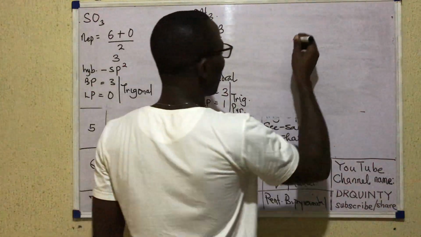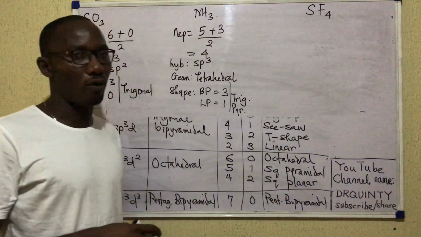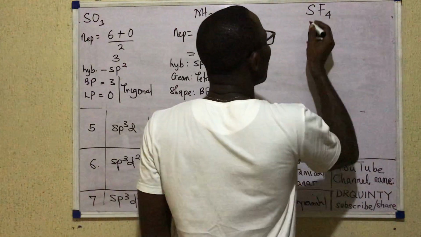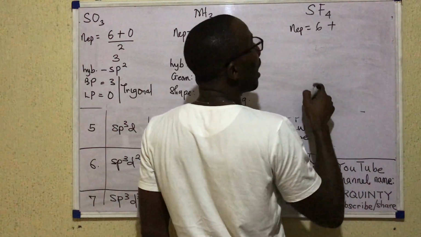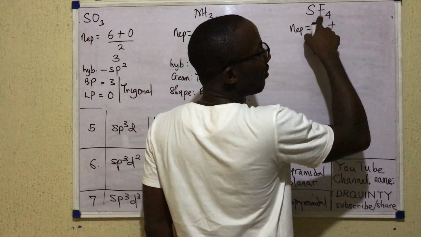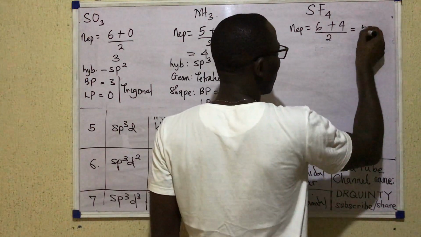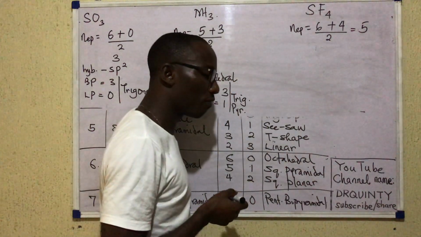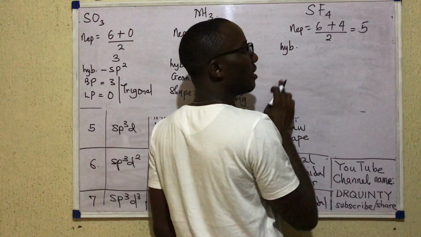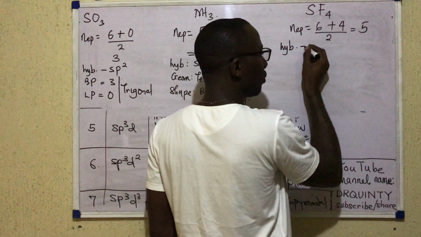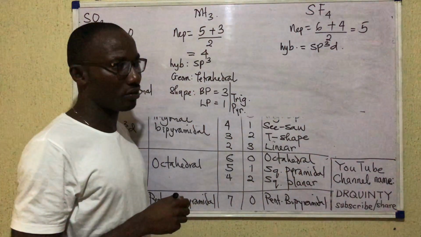Let's see a more complicated case. Let's look at something like SF4. SF4. For SF4, sulfur has how many electrons around itself? 6. And then the fluorines, univalent, are how many? 4. So 6 plus 4 is 10. Divide 2, that gives us 5. So for a result of 5, I would draw the following conclusions. First, the hybridization in the sulfur atom would be sp3d. That's what a result of 5 tells me.